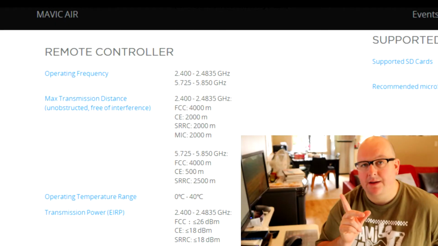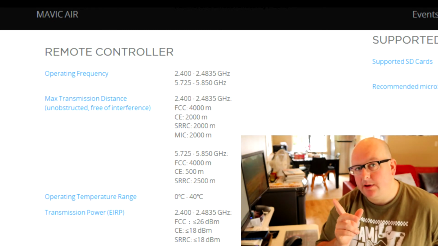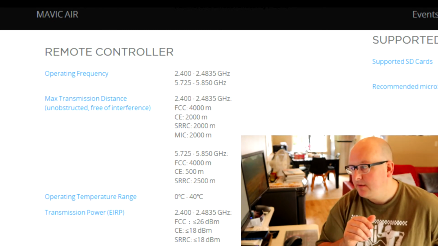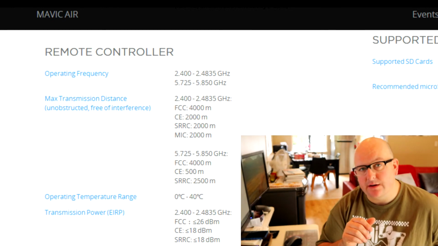And after having owned the Spark for a while now, this is really what has me worried about the idea of buying a Mavic Air drone here in New Zealand. I mean, look at the enormous difference. FCC 4,000 meters on 5.8 gigahertz and CE 500 meters on 5.8 gigahertz. But wait, we're not finished yet.